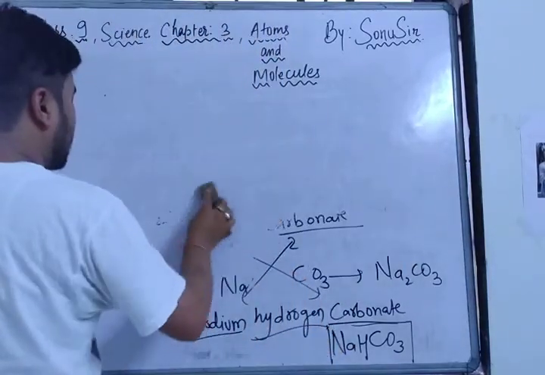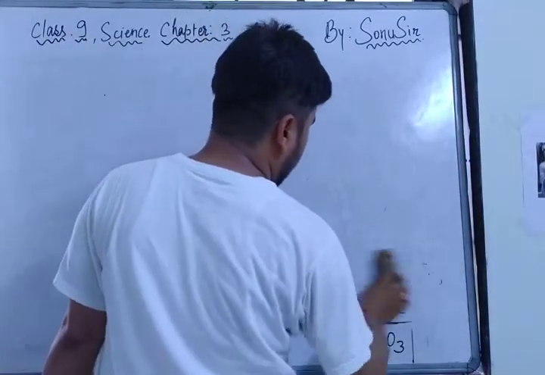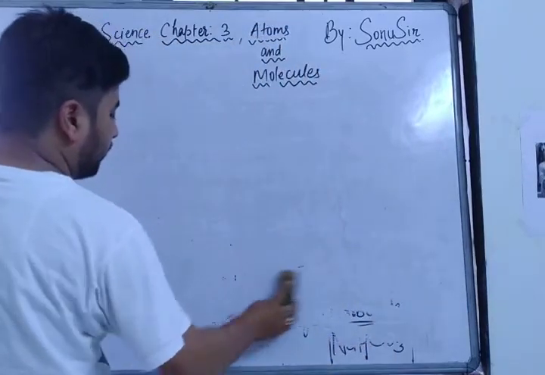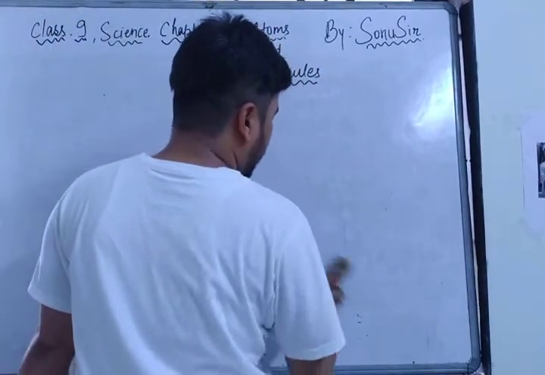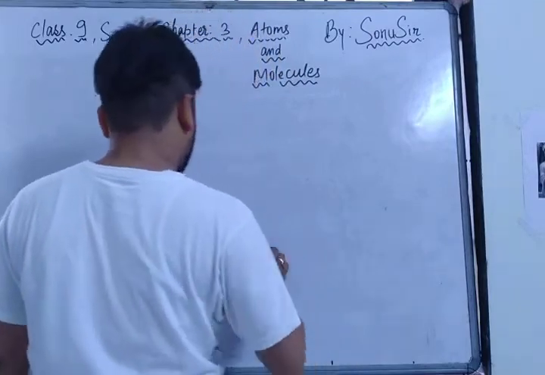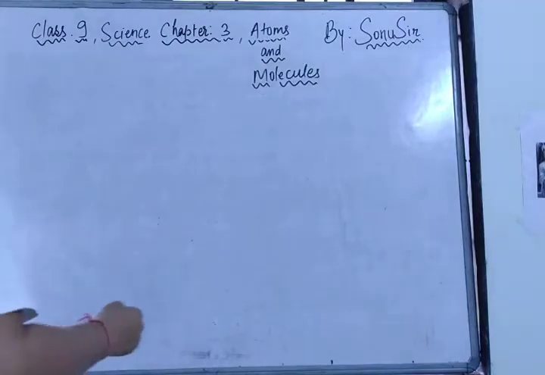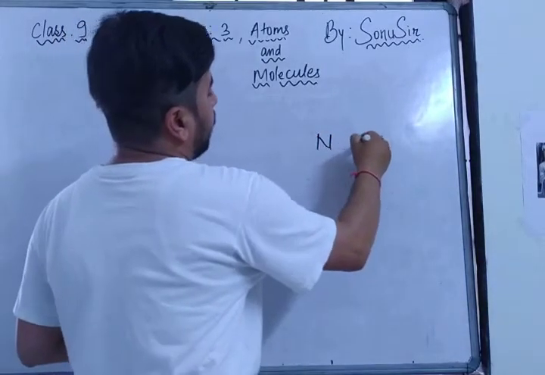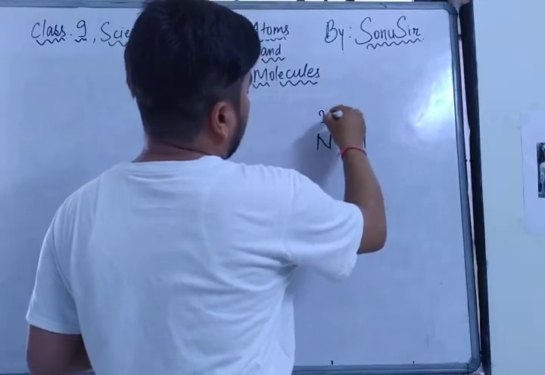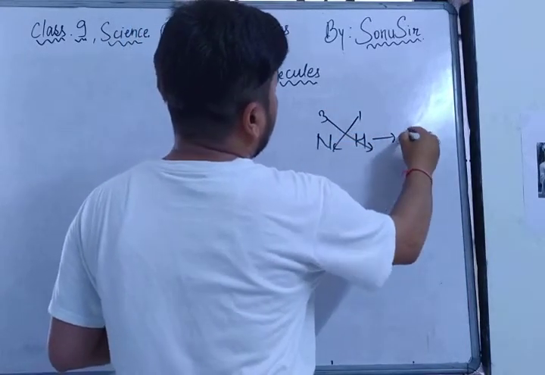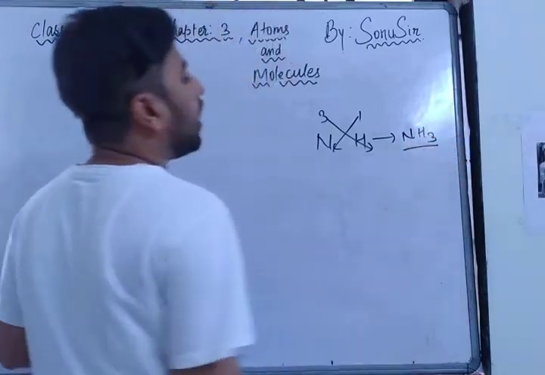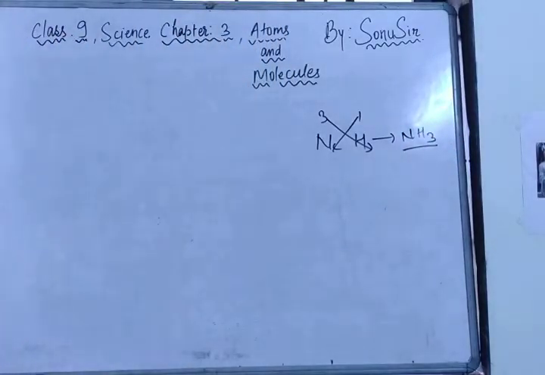I am writing here the valencies of some compounds like sulfate, nitrate, phosphate, and ammonium. Can you tell me the chemical formula of ammonia? Ammonia is NH3. How has this ammonia been formed? Nitrogen and hydrogen. What is the valency of hydrogen? 1. Nitrogen is 3. 3 will go there, 1 will come here: NH3. The name of this compound is ammonia. Sometimes you get diatomic, sometimes triatomic, sometimes polyatomic compounds. You must know the valency of the compounds.